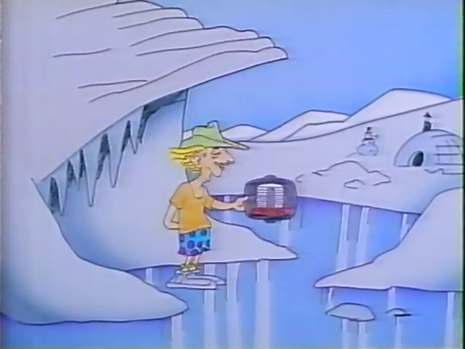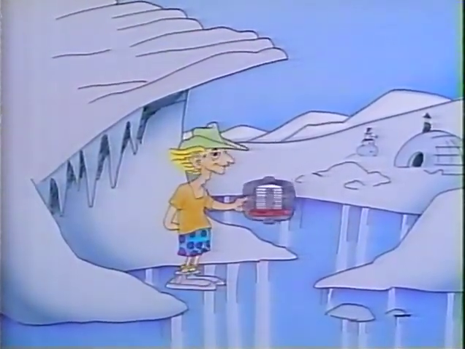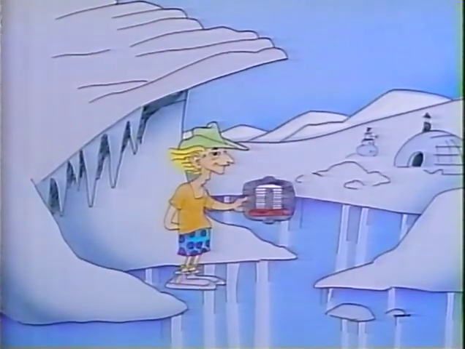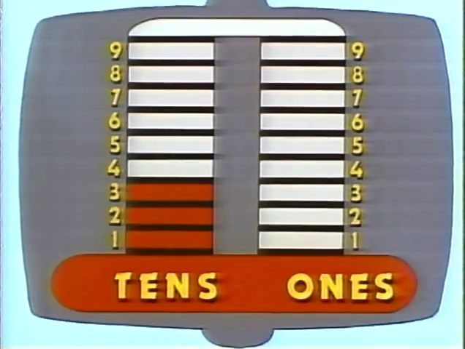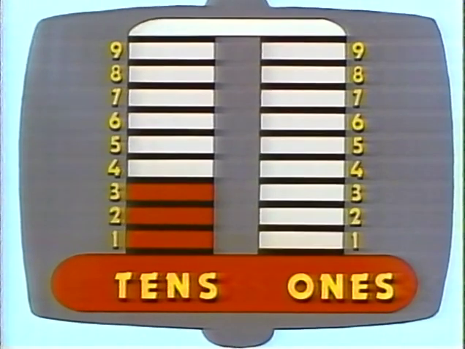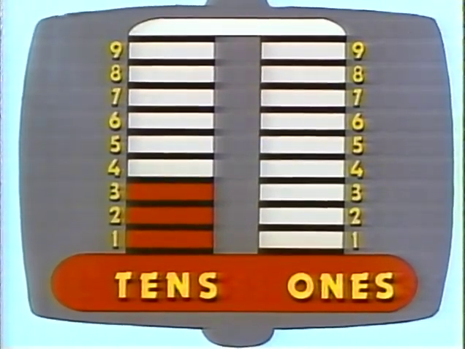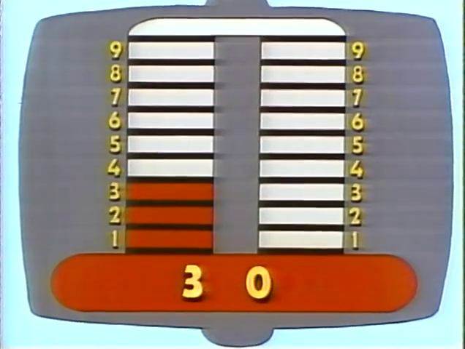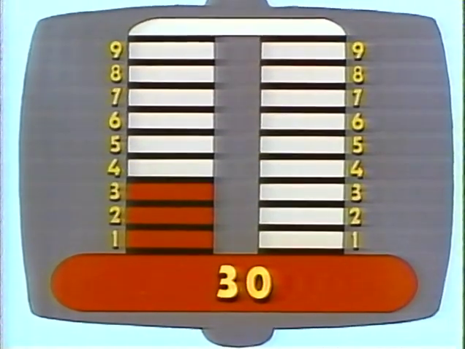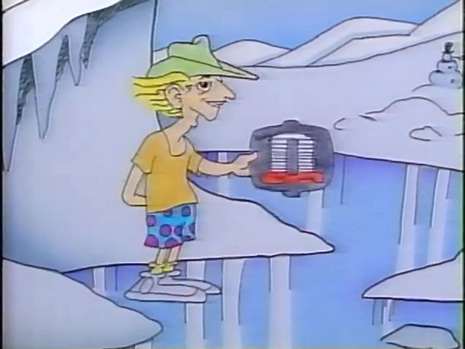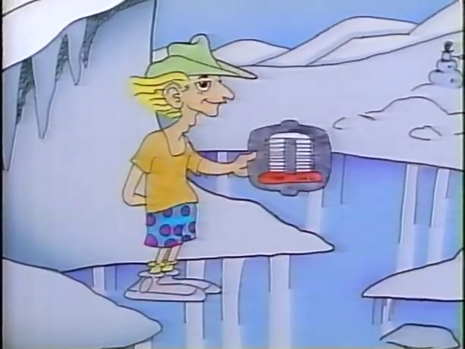Here we are in beautiful Humboldt, Arizona. Seems kind of chilly. Let's check the thermometer. What number is this? It's 30, and we write the numerals 3 and 0 to make the double-digit numeral 30. Wait a minute, that can't be right. Oh, this must be Humboldt, Minnesota.